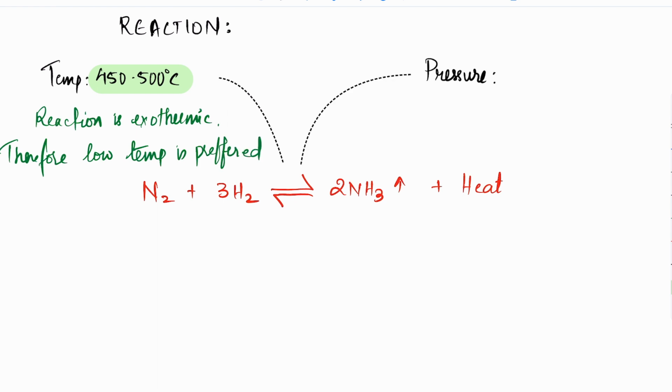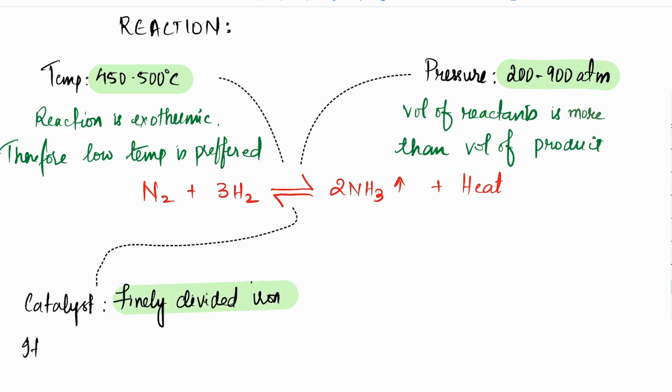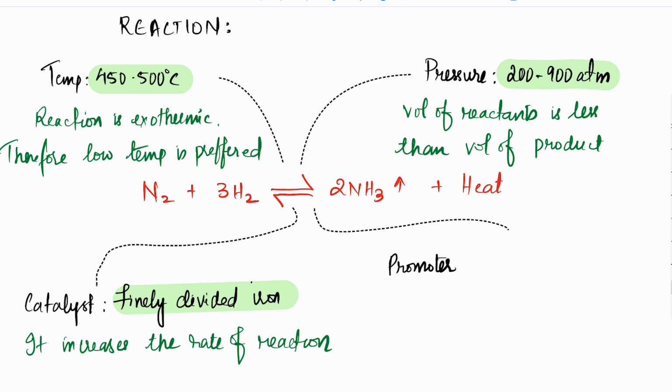The pressure should be between 200 to 900 atmospheric pressure. The reason for that is since the volume of reactants is more than the volume of product. Here you can see 1 volume of nitrogen combines with 3 volumes of hydrogen to form 2 volumes of ammonia. The catalyst used here is finely divided iron, since it increases the rate of reaction. The promoter used is molybdenum, since it increases the efficiency of the catalyst.